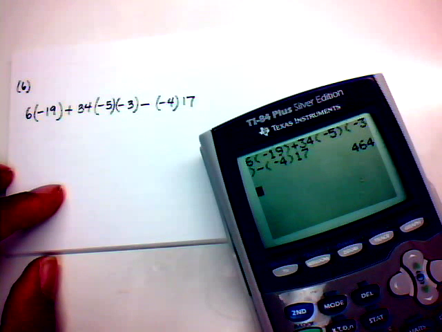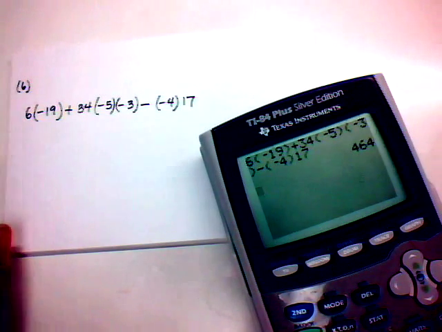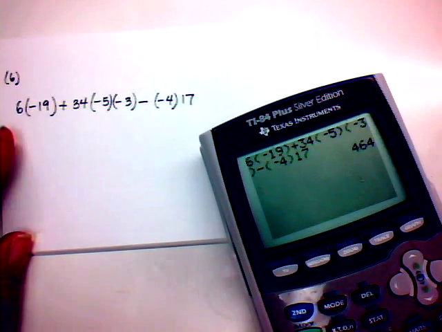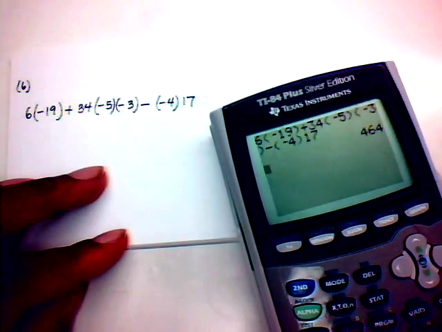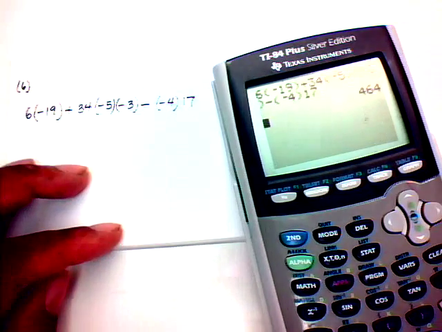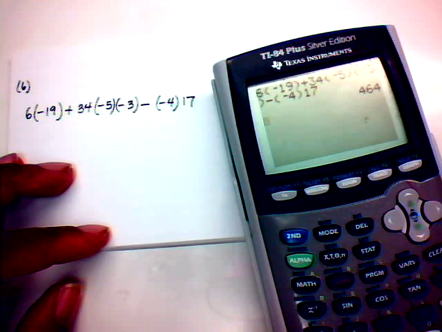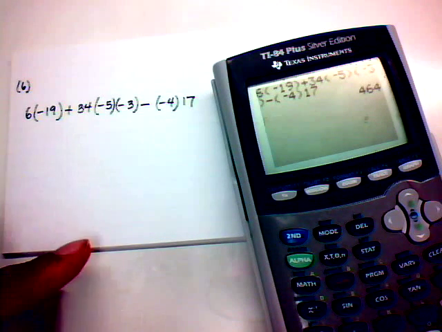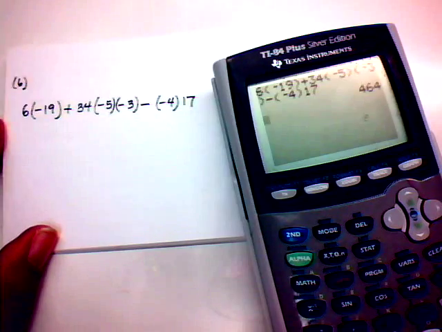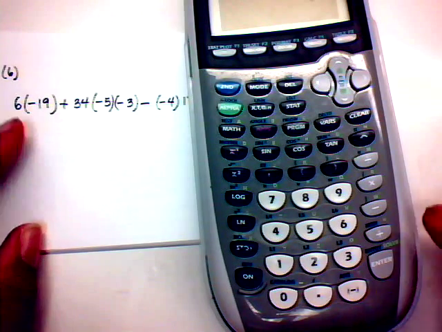And then when you hit enter, you're going to get 464. Okay, so this expression will give you the answer of 464. And do not get the minus sign, which is the subtraction, confused with the negative sign. One is shorter than the other. The negative sign is shorter than the minus sign. So make sure you use this negative with the parentheses around it for the negative numbers.